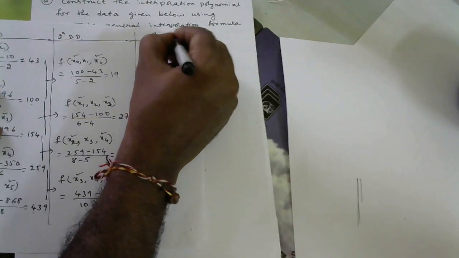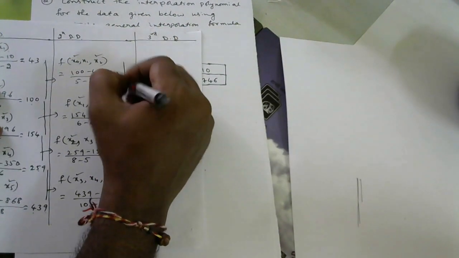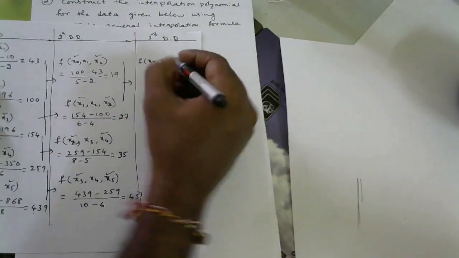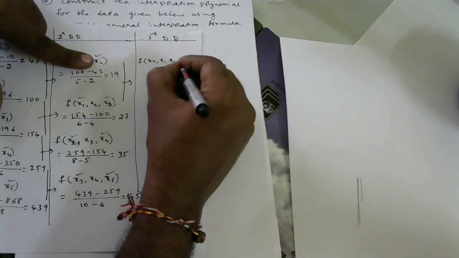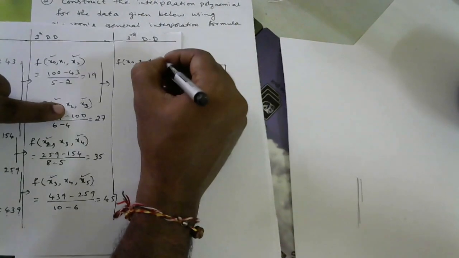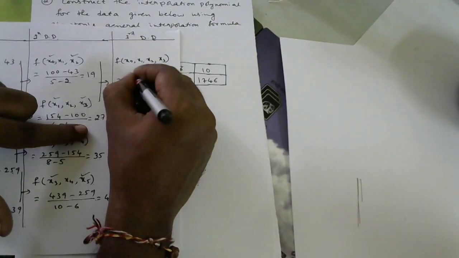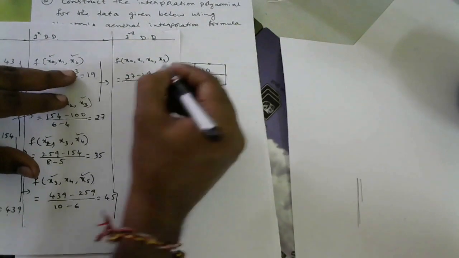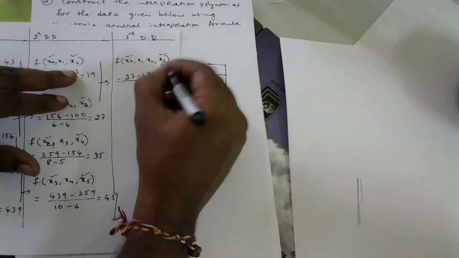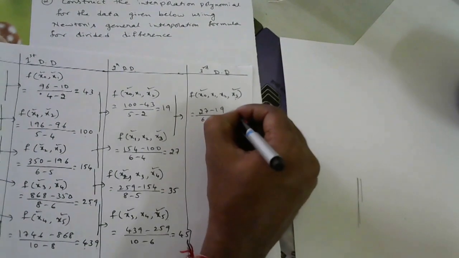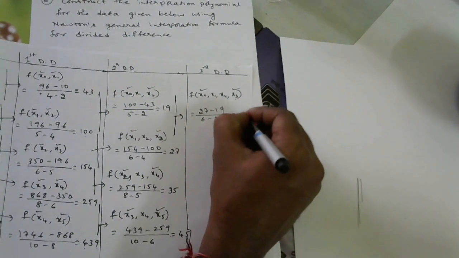The third divided difference. So take these two. f of x0 comma x1 comma x2 comma x3 equals 27 minus 19 divided by last term minus first term, x3 minus x0. x3 means 6, 6 minus 2. So you will get 2.